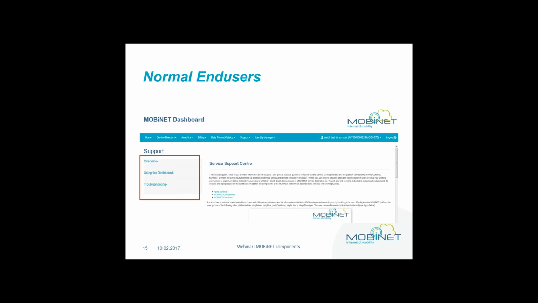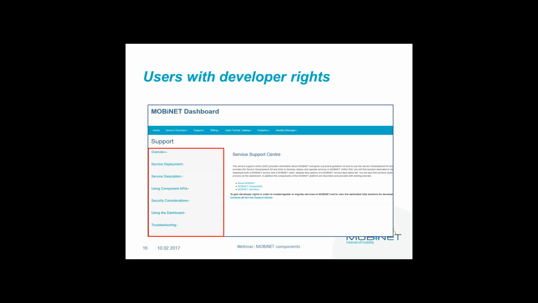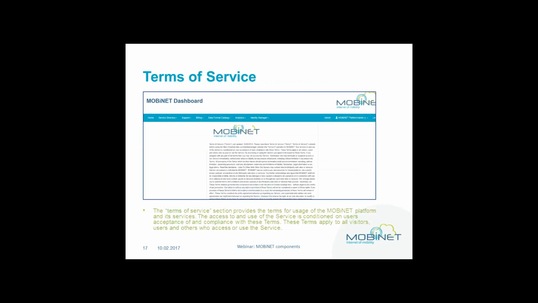For instance, this is the normal end user, and you have access to an overview about MOBiNET using the dashboard and troubleshooting section. And when you have the developer rights, which is in the next slide, you have the complete information about the service deployment, service description, and components. Can you go to the next slide?